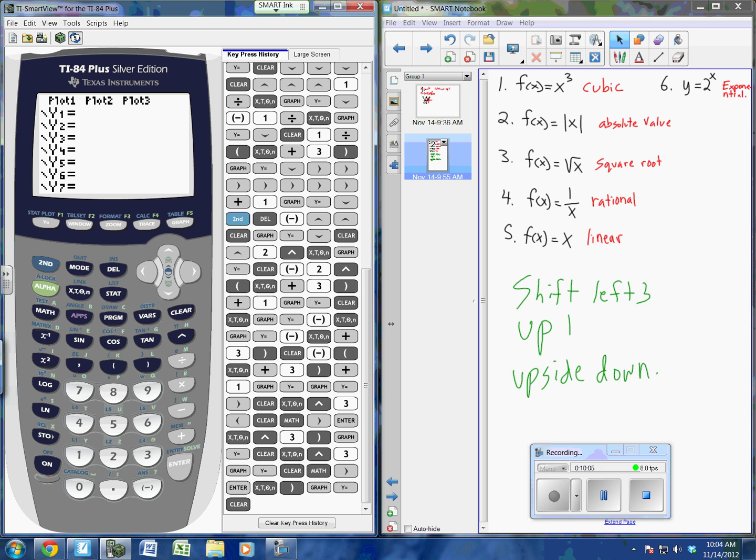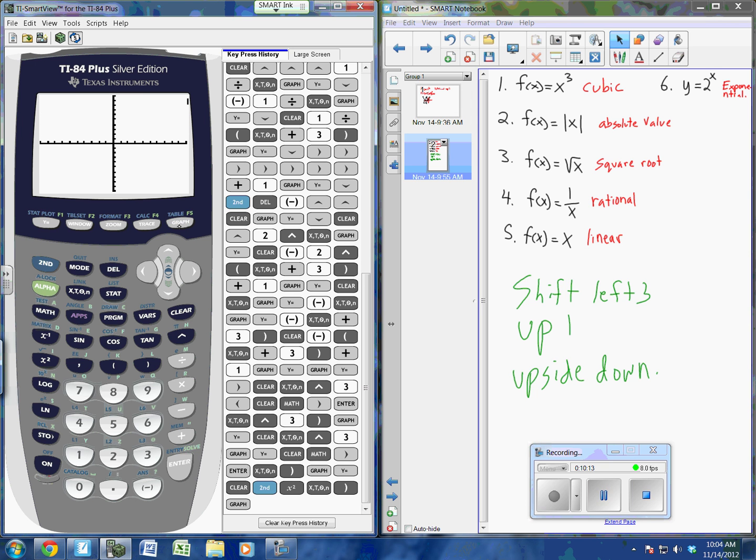Square root of x. You hit second and the x squared button because above it has a square root. You put in x, you put in the ending parenthesis, and you graph it. This one right here starts at 0, 0. You're going to put the starting point at -3, 1 instead, and it's going to be upside down as well. So it's going to be reflected down over the x axis.